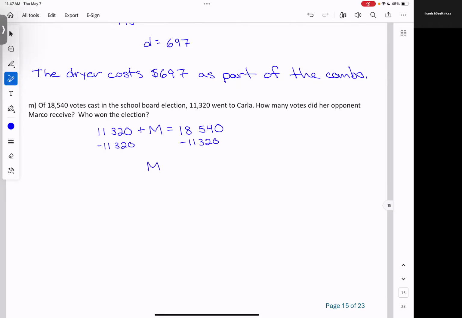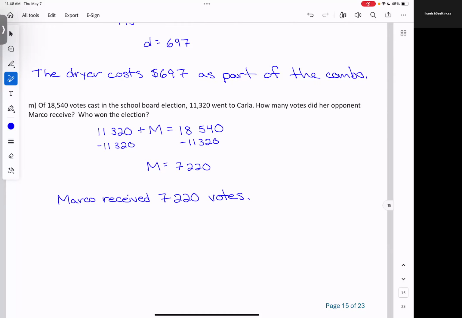And that tells us that our M, our number of votes Marco receives, is what? 7,220. So therefore, we can say Marco received 7,220 votes. We can check back and see if that seems reasonable. Carla's receiving about 11,000, Marco's receiving about 7,000, and in total we have about 19,000. So that makes sense. We're in the right kind of ballpark.